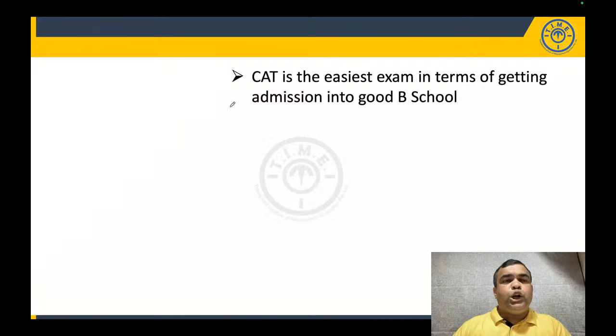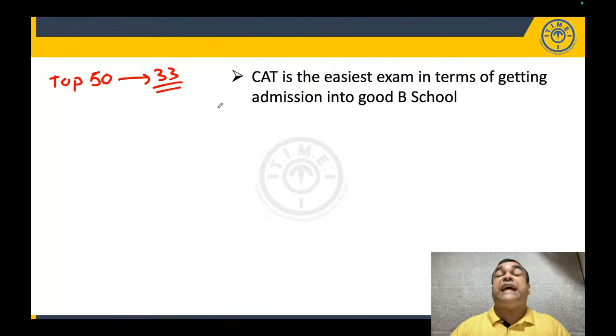See, let's say my target is the top 50 colleges. Out of the top 50 colleges, around 33 colleges accept the CAT score. You getting my point? So almost 65% of the top 50 colleges accept the CAT score. So if you have a good CAT score, you have high chances of getting into top colleges. The pure reason for that is that your total number of seats is higher, because more colleges are accepting the CAT score. There are more seats available.